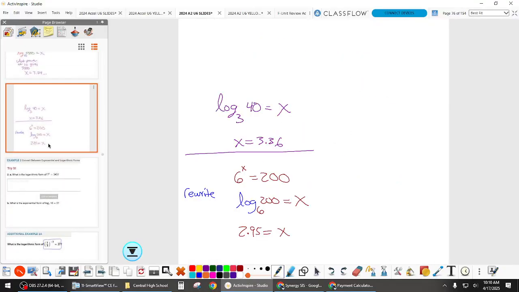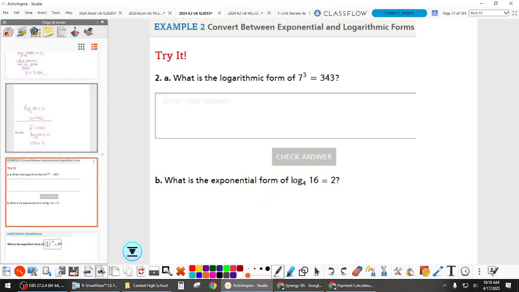So here's some of the ones that we've done. Like what power of 3 gives 40? What power of 6 gives 200? That's what we're answering by writing these log problems. And so we did those before. Let's do a couple more.